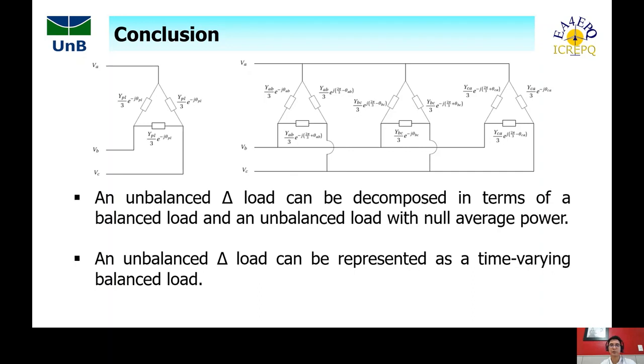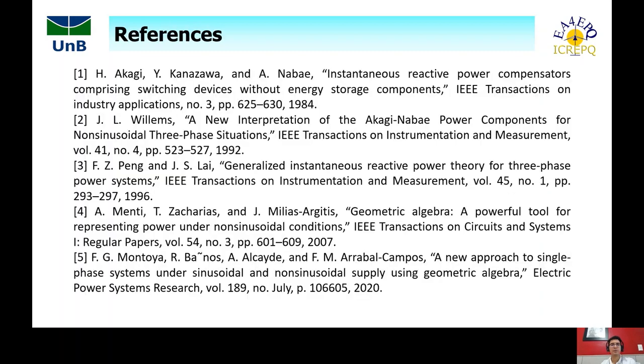An unbalanced delta load can be decomposed in terms of a balanced load and an unbalanced load with no average power. This unbalanced load can be obtained by the association of these three loads. An unbalanced delta load can be represented as a time-varying balanced load, as we observed from the last equation of this work. These are the references.